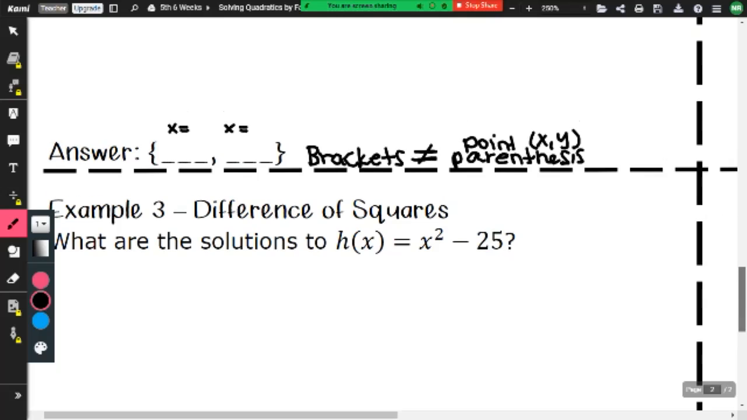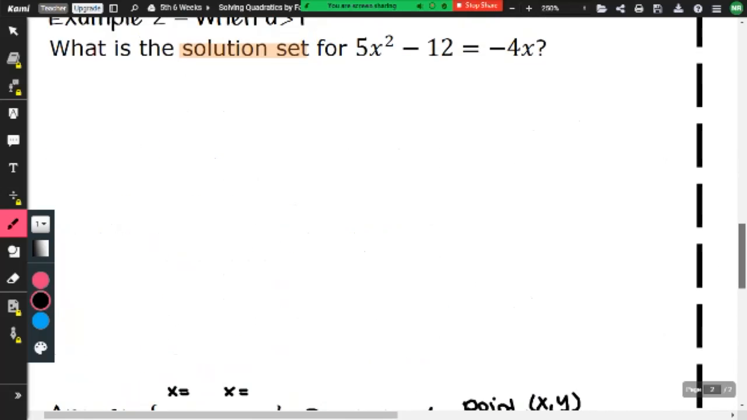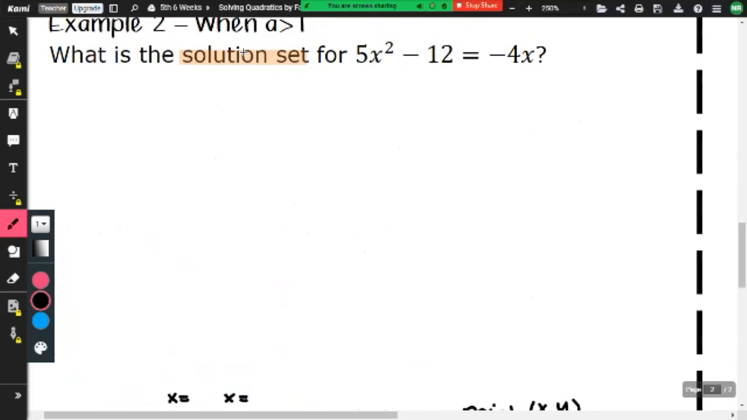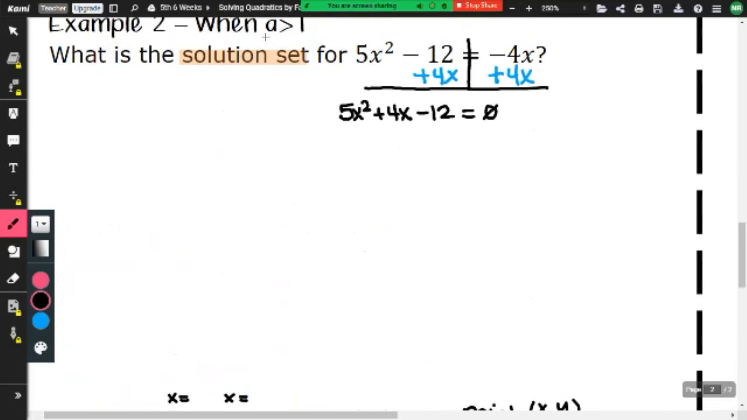Let's solve this one. First thing you want to do is make sure that all of your terms are on the same side. What do I need to move? How do I move it? Add 4x. Make sure that you're bringing your terms down in the correct order. So I bring down 5x squared first, then what? Plus 4x minus 12. -4 plus 4, that gives me 0.